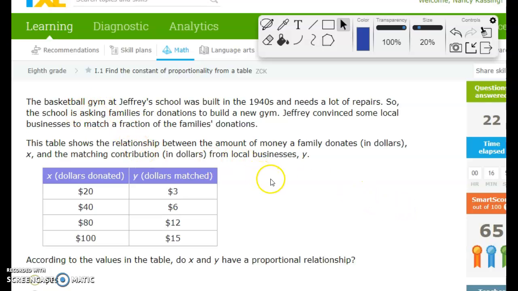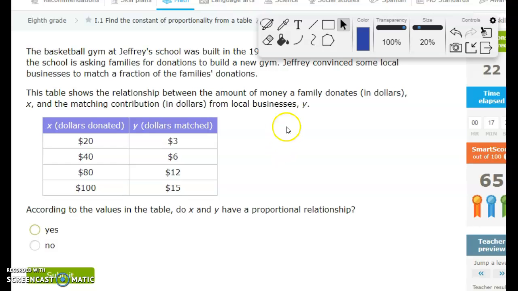The basketball gym at Jeffrey School was built in the 1940s and needs a lot of repairs. So the school is asking families for donations to build a new gym. Jeffrey convinced some local businesses to match a fraction of the family's donations. The table shows the relationship between the amount of money a family donates in dollars, X, and the matching contribution in dollars from the local business. According to the table of values, do X and Y have a proportional relationship?